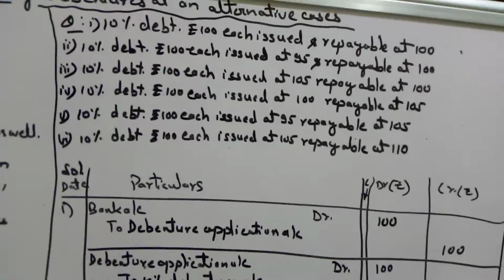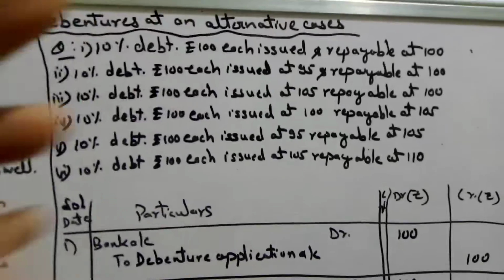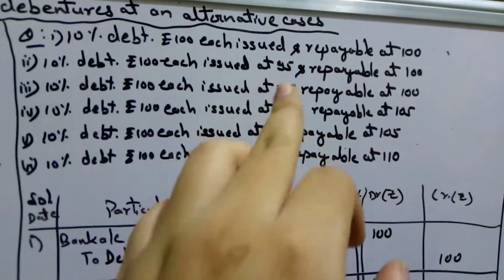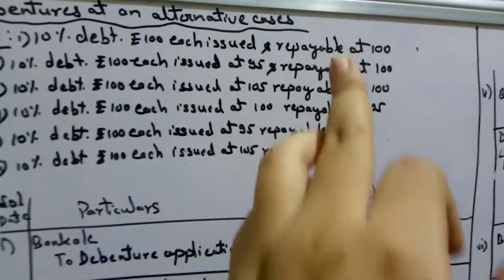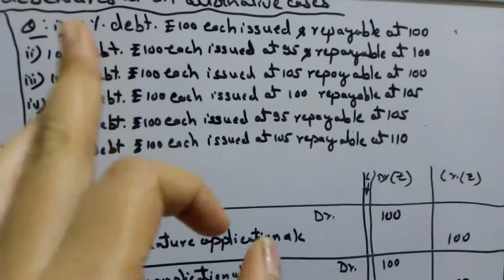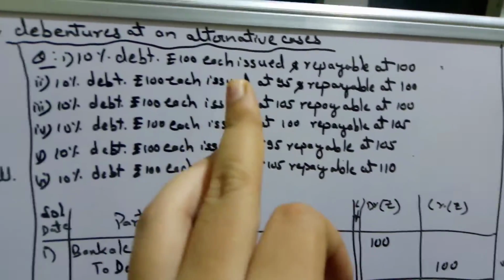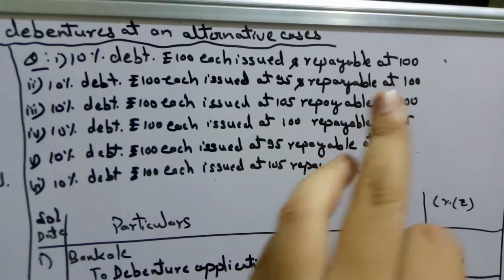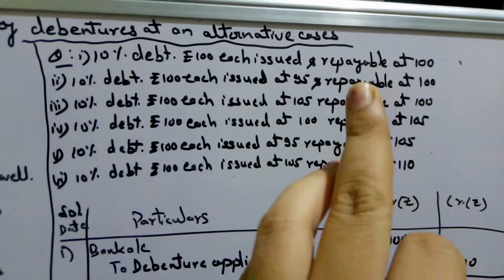Now let's look into the question. As you can see, 10% debentures, the face value is given, the issue price is mentioned and the redemption amount is mentioned. So the first case is 10% debentures of 100 rupees each issued and repayable at 100. That means issued at par and redemption at par.